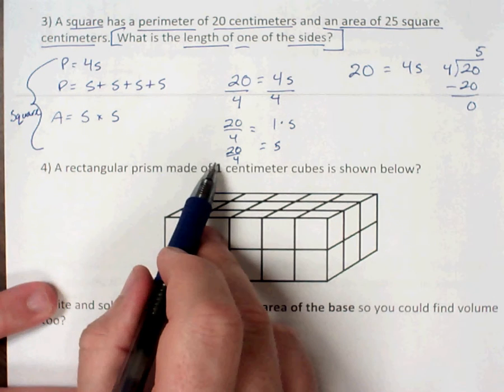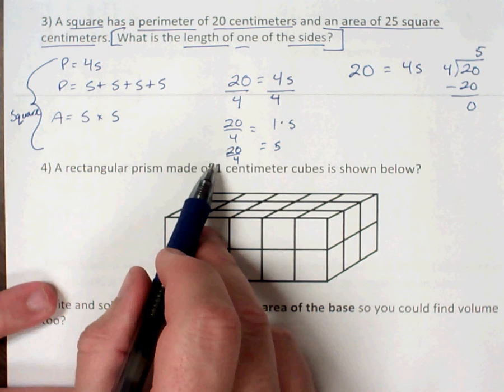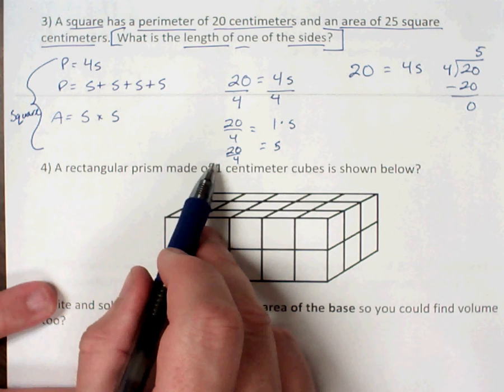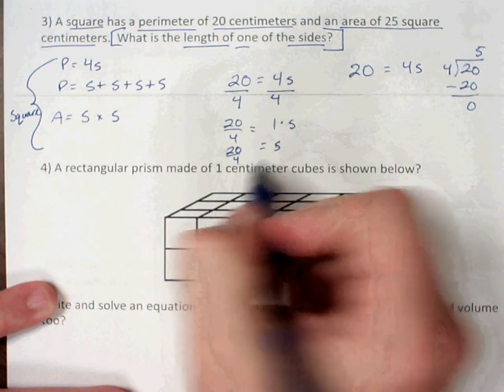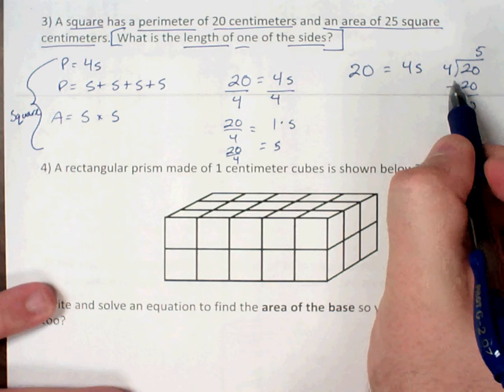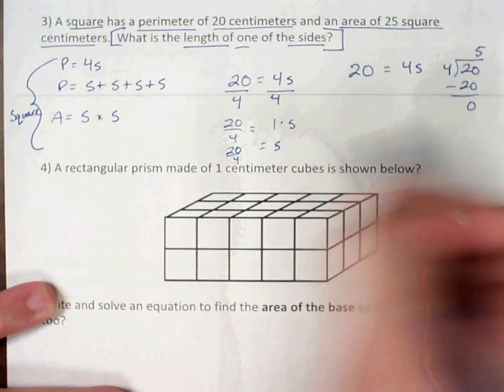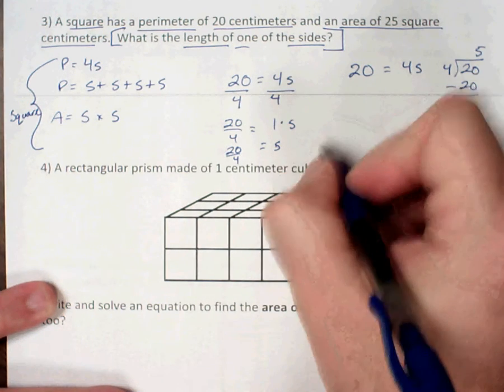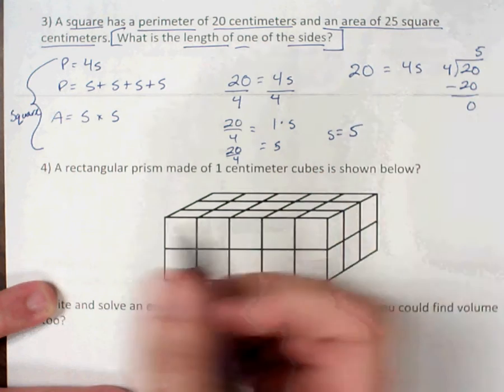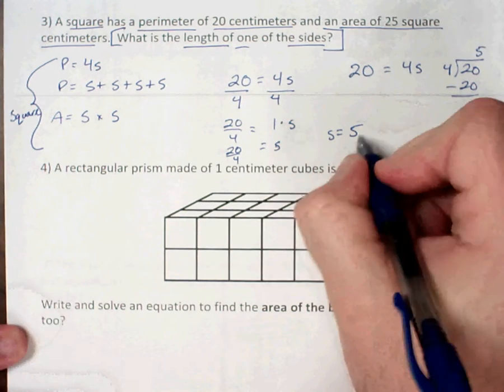Now, as we've talked about a lot, fractions are just division problems in disguise. And so what we end up with is what we've done over here already. All right, so 20 divided by 4, which is 5. So the length of one side ends up being 5. And actually, it's 5 centimeters.